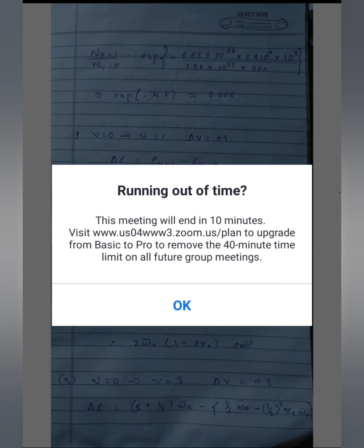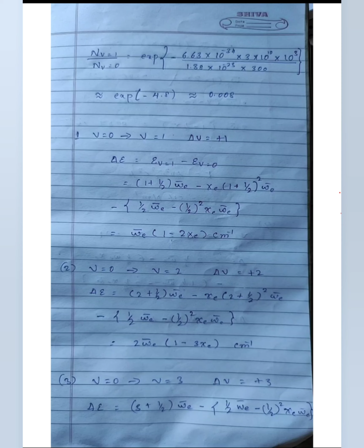So here, next we take three transitions. One, ground state to first excited state; two, ground state to second excited state; and three, ground state to third excited state. We calculate the ground state to first excited state. The change in energy is E(V=1) minus E(V=0).